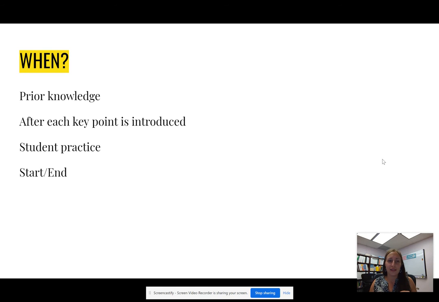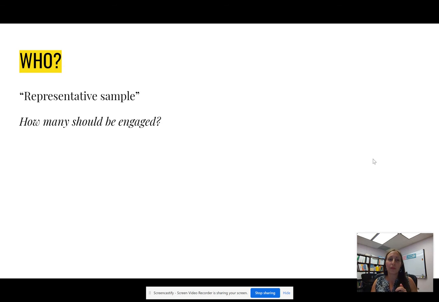During student practice, you check students' understanding. We don't want to simply in the classroom give an assignment, let students work and sit back. Instead, we're checking for understanding by circulating, by seeing how they're doing, giving feedback and adjusting. And then of course to start or end, I'm a favorite of exit tickets. I know some people favor entrance tickets, but you can use them either at the start or end as a mini formative assessment as well.